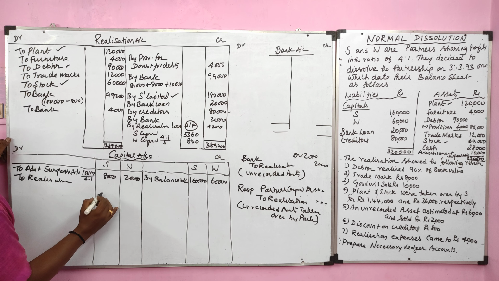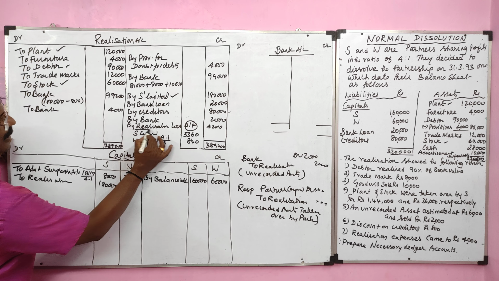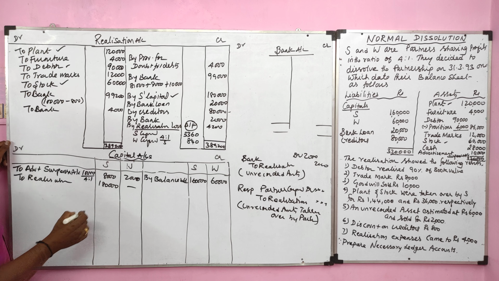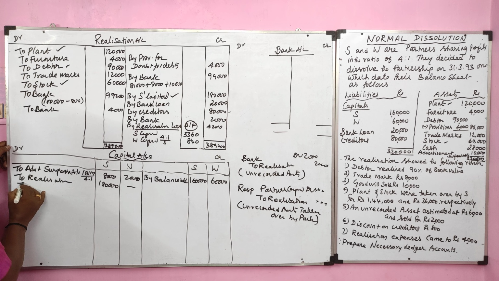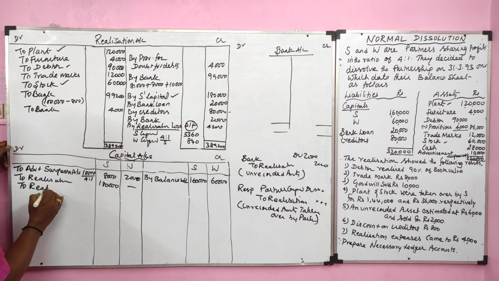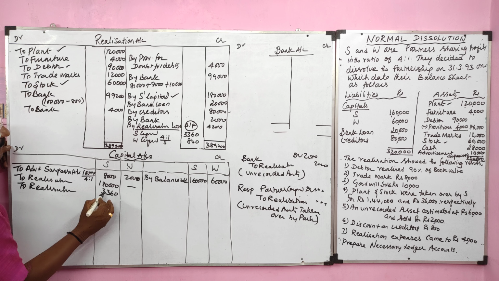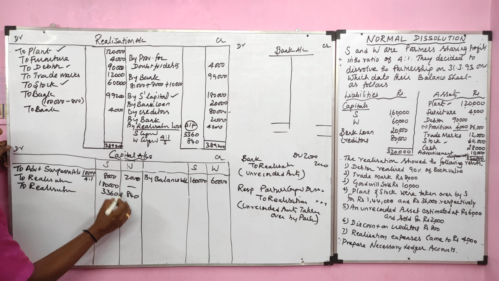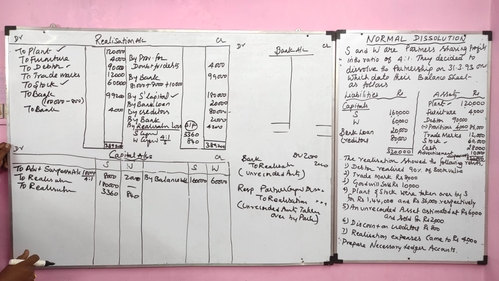It goes to S capital, value 1,80,000. Then we have one more capital for realization loss. It is recorded in the credit side. So in capital account, it will be recorded in the debit side as to realization, value 840. Then no other capitals are available.